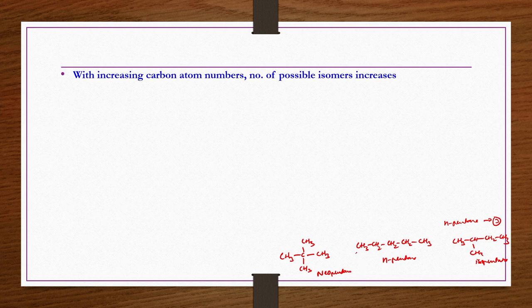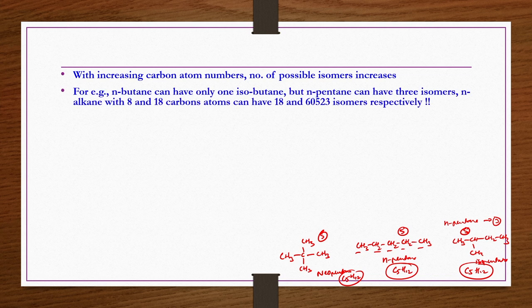What does it mean? Now, how many carbon atoms are there here? Five are there, right? So the formula is the same, C5H12, that is CnH2n+2 form, for all of them. That means as the number of carbon atoms increases, the possible isomers will increase, right? For example, butane can have only one isobutane, so only two isomers are possible, n-butane and isobutane. But pentane can have three isomers, as shown: n-pentane, isopentane and neopentane.